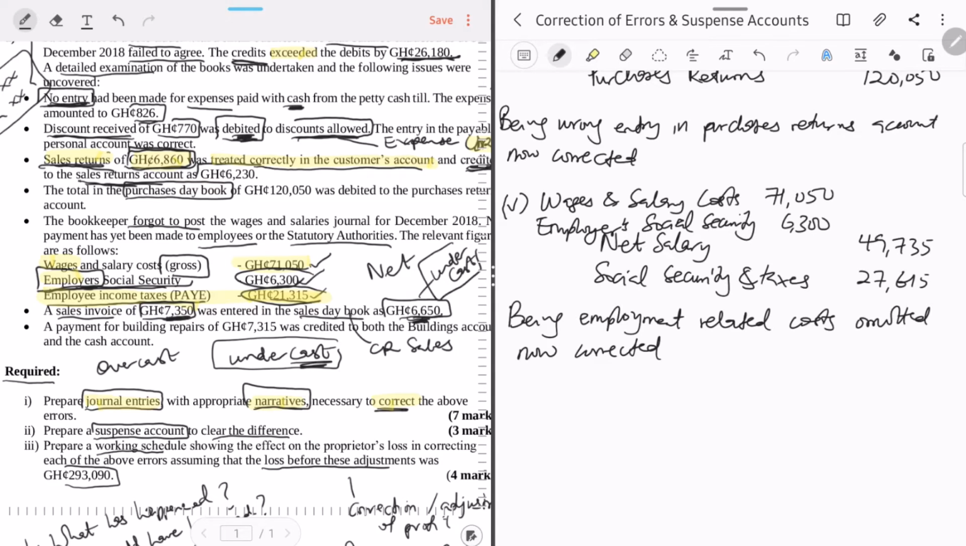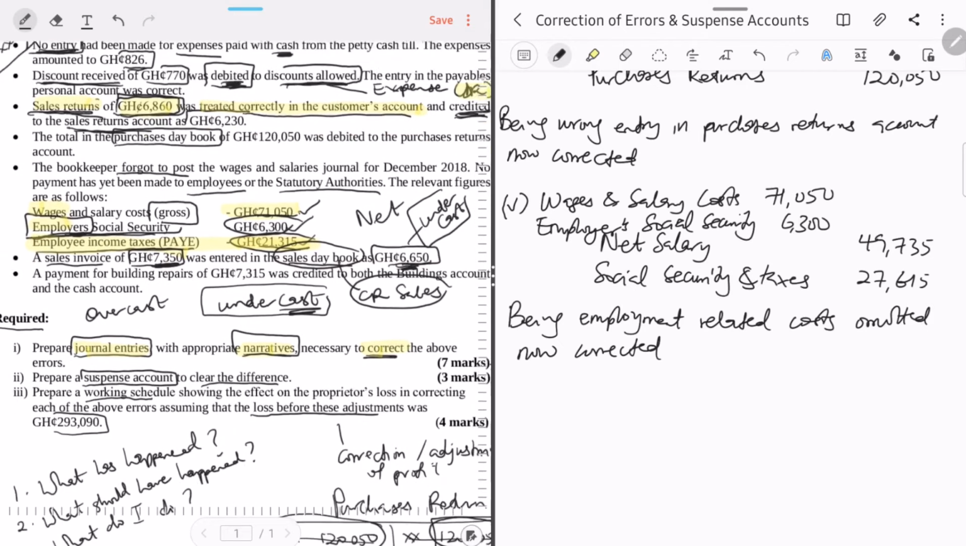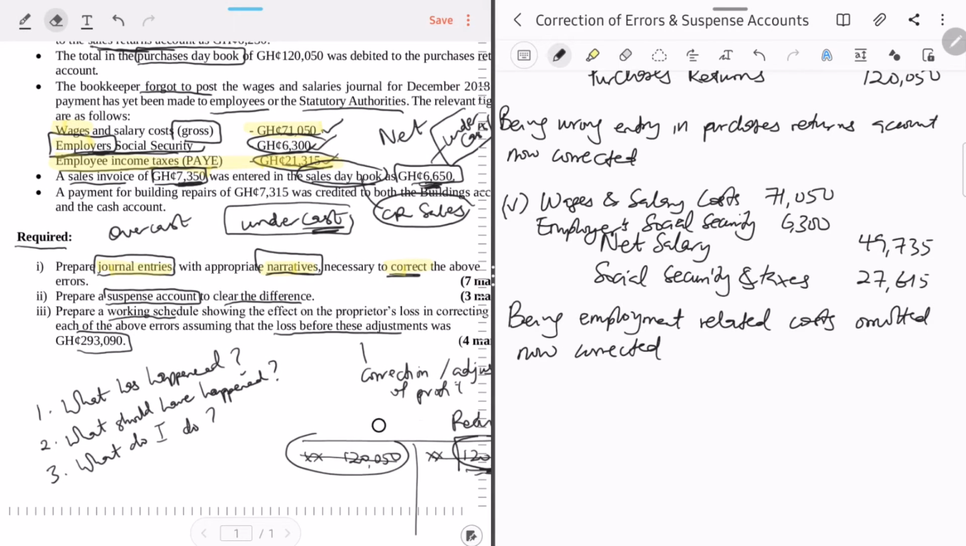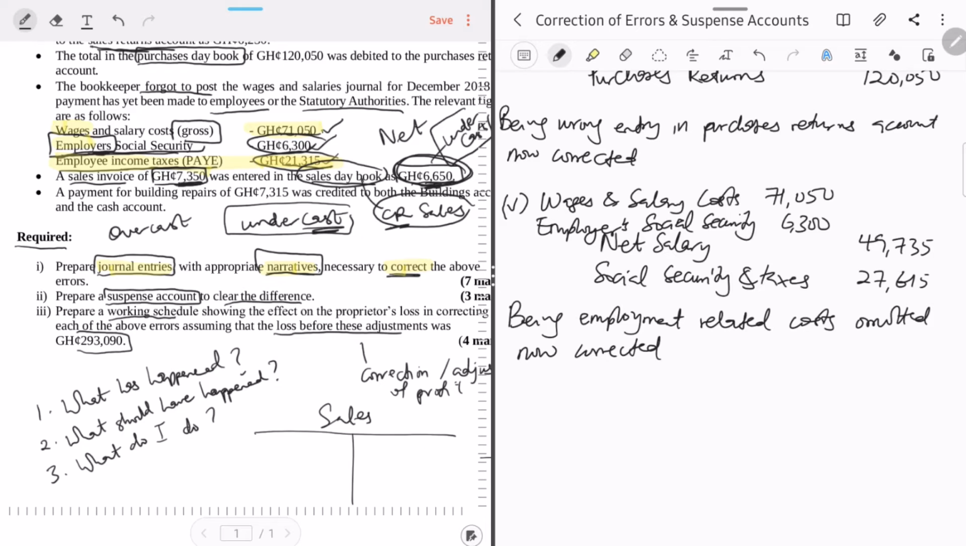So here, an invoice of 7,350 was entered in the sales day book as 6,650. Remember I told you, whatever is in the sales day book is what will end up on the credit side of the sales account. Agreed? So let's visualize it. If I open my sales account, which should have a credit balance, what I'll have there is the figure 6,650. But the figure should have been 7,350.